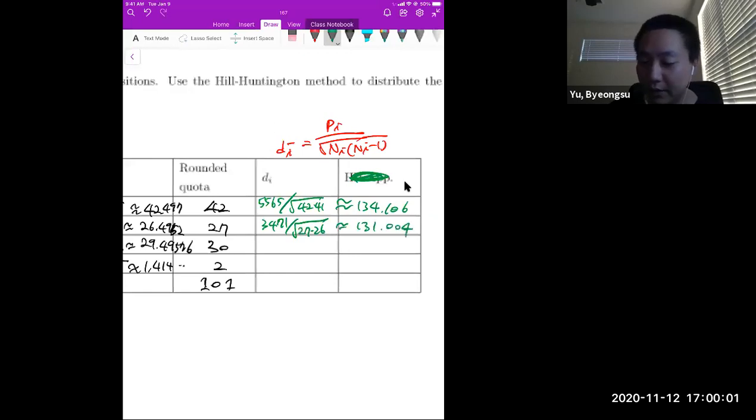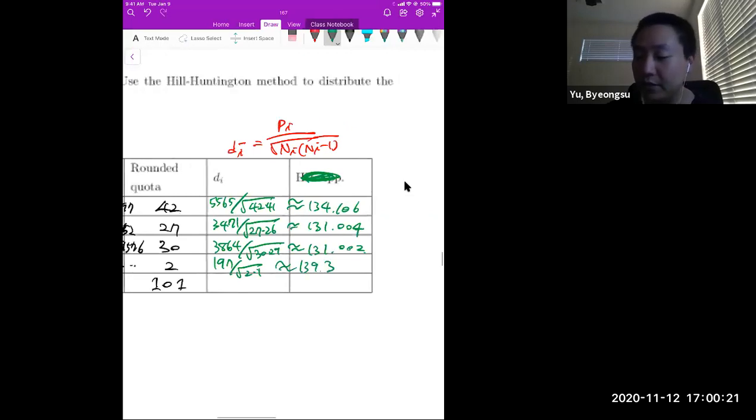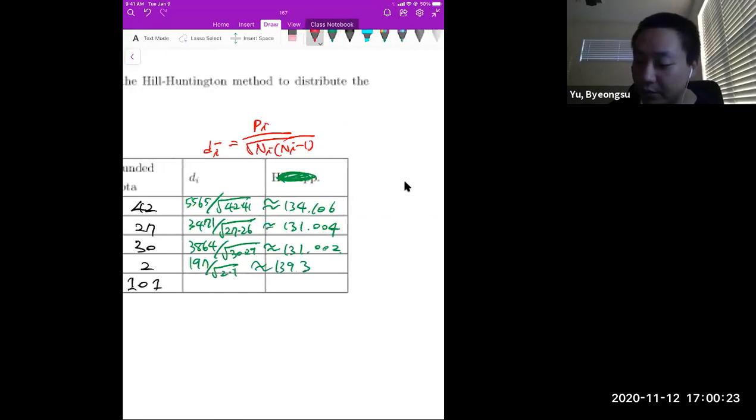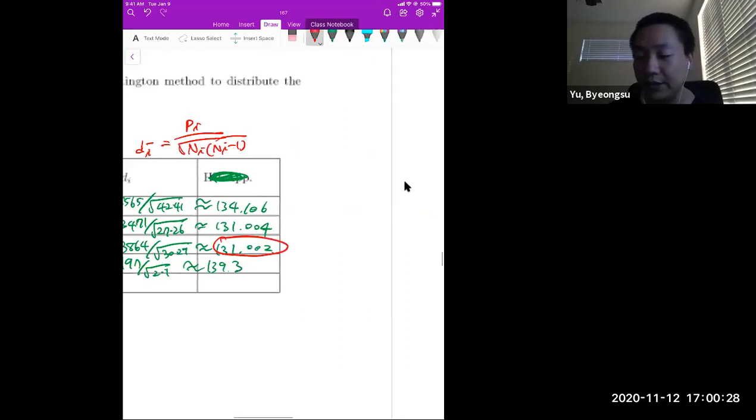131.004. And 3864 divided by the square root of 30 times 29, and if you calculate it, then it is almost the same as 131.002. And the last one, 197 divided by the square root of 2 times 1, is almost the same as 139.3. So the smallest one should be the third one, right? So you need to get rid of one seat from the third row.